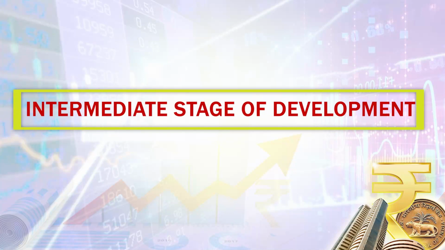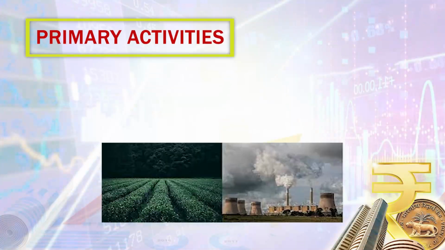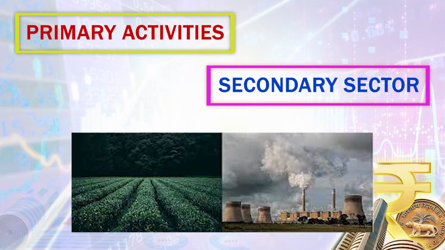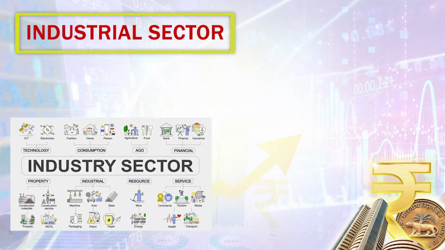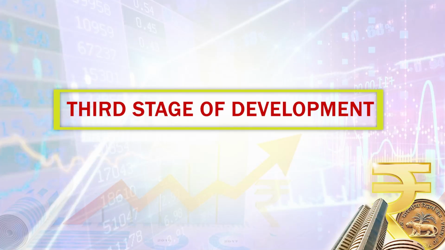Thereafter, in the intermediate stage of development, there will be a shift of resources from primary sector to the secondary sector, which is the industrial sector or the manufacturing sector. In the third stage of development, there will be a boom in the third sector, which is the service sector or the tertiary sector. Now, according to this doctrine, countries develop phase by phase. In developed countries, we can see this kind of sectoral changes.